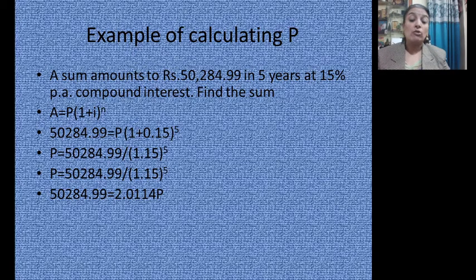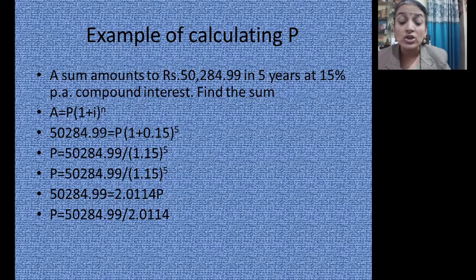Now we have to calculate P. So P is equal to 50,284.99 divided by 2.0114. What is this 2.0114? Where is it derived from? It is 1.15 raised to the power of 5. That is 2.0114, that is calculated.